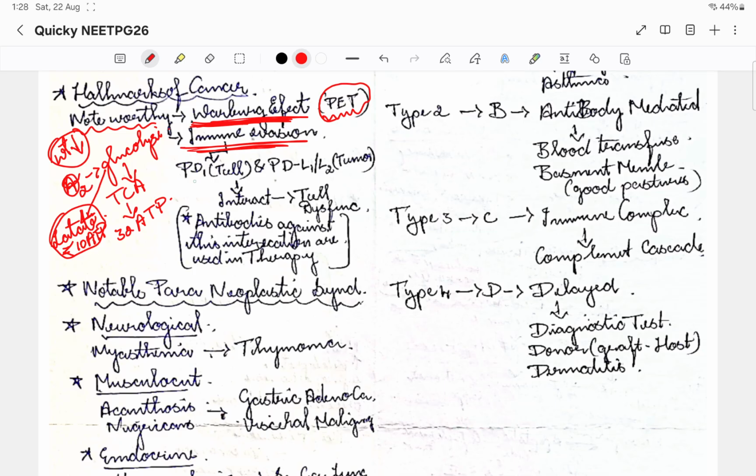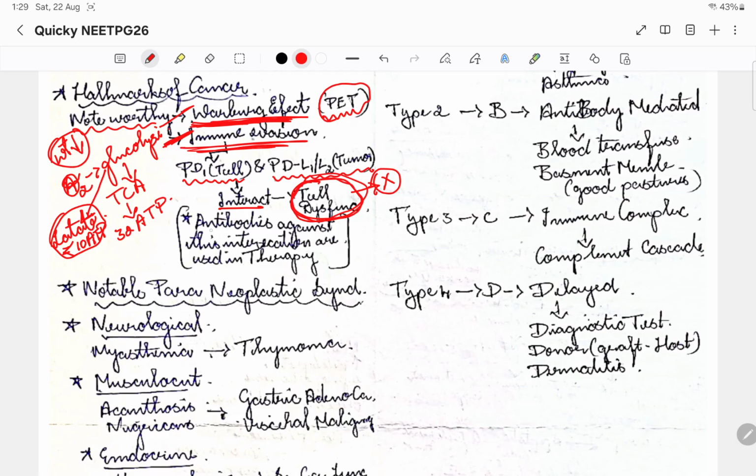How this happens is PD1 in the T cell and PDL1 from the tumor cell will interact and cause T cell dysfunction. So I'll tell you the function of the T cell. The T cell was supposed to destroy a cancerous cell, but now the tumor cell is telling the T cell, no, I am good, I am not a bad cell. So that is when the T cell will get dysfunctional. So this is what's happening. Immune evasion is happening, along with the Warburg effect.